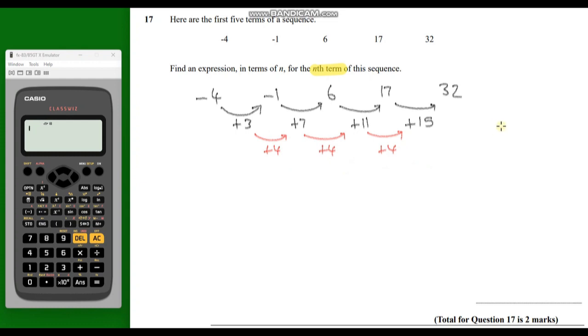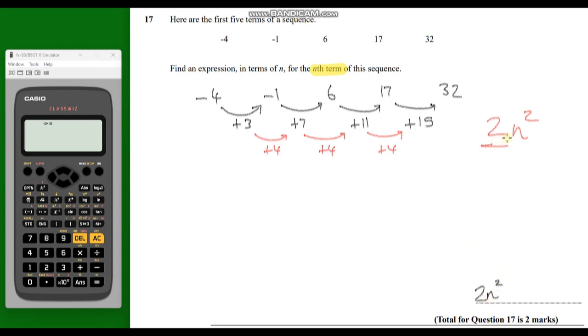And a quadratic sequence always has n squared in. So we just need to work out what the coefficient on the n squared term is now. And to do that, well, we look at the second difference and we just take half of that. So half of 4 is 2. So we know our sequence is going to start with 2n squared. And I can even write that in my answer line, because I know it's going to start with 2n squared.